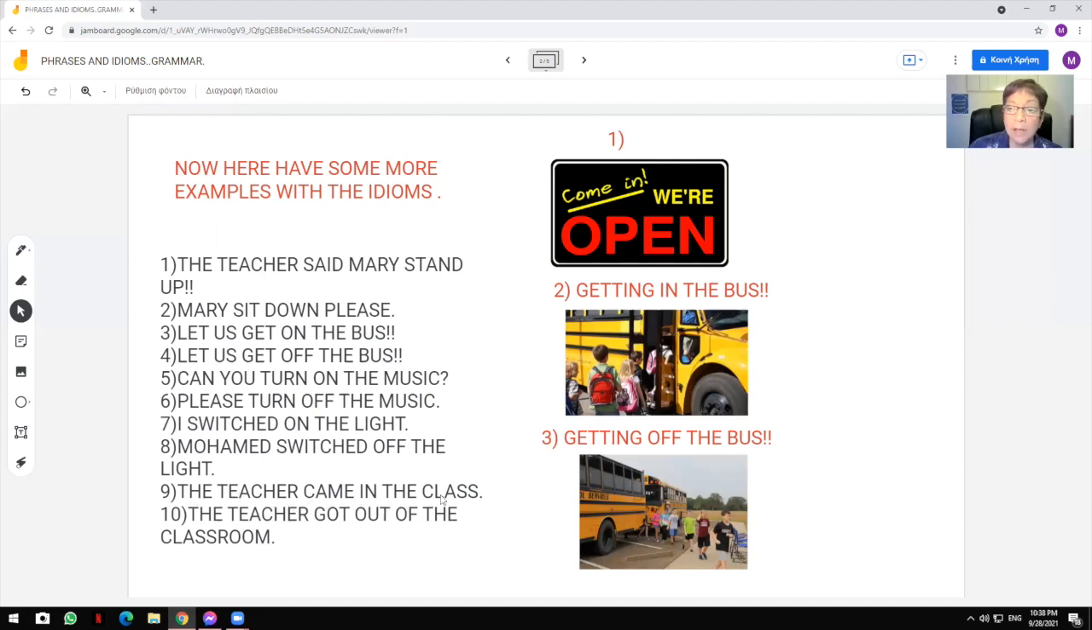Number nine, the teacher came in the class. The teacher, المدرسة أو المدرس, came in, دخل جوه the class, الفصل, فصل بتاع المدرسة. The teacher came in the class, يعني المدرس دخل جوه الفصل. Number 10, the teacher got out of the classroom. The teacher, المدرس, got out, يعني خرج off من أوضة المدرسة, classroom.